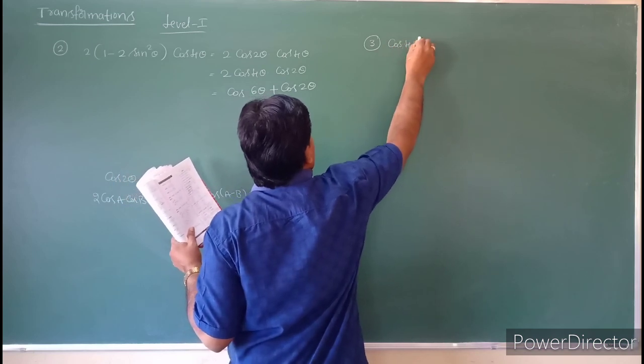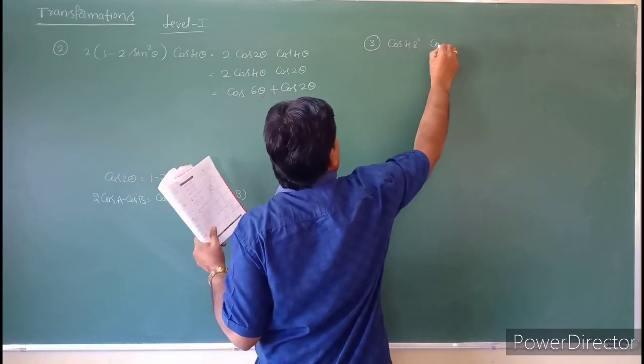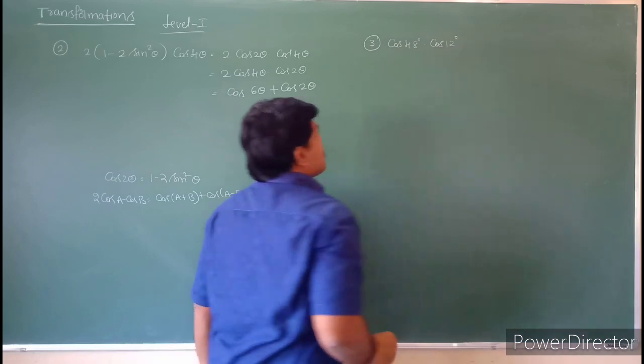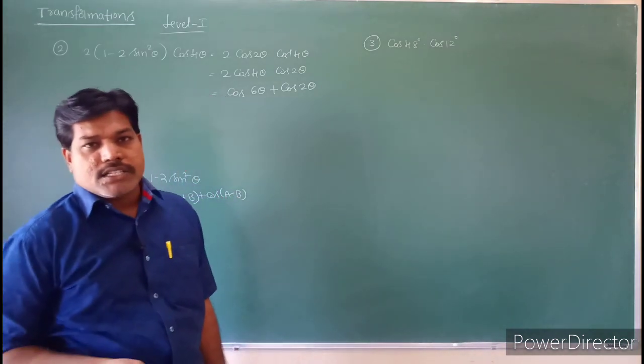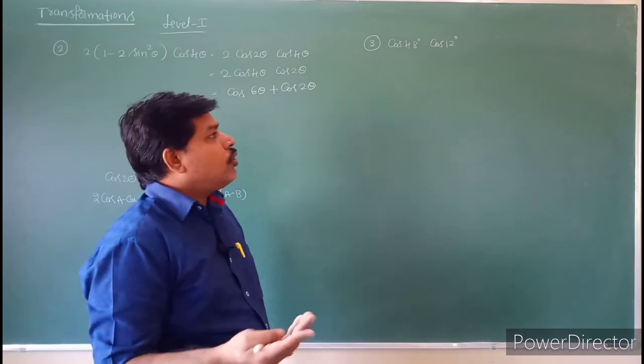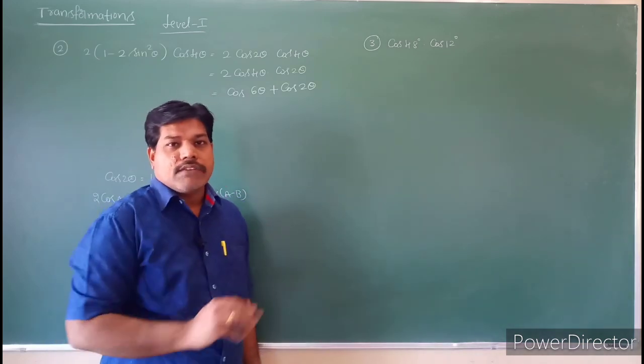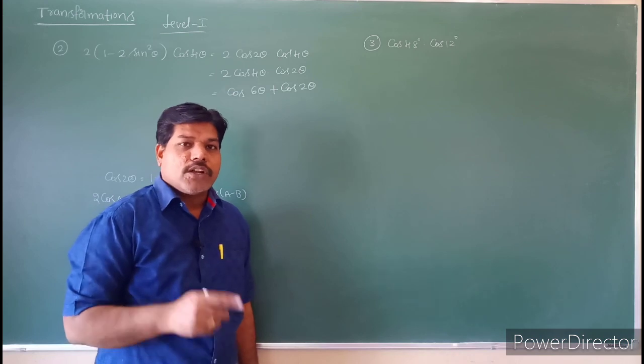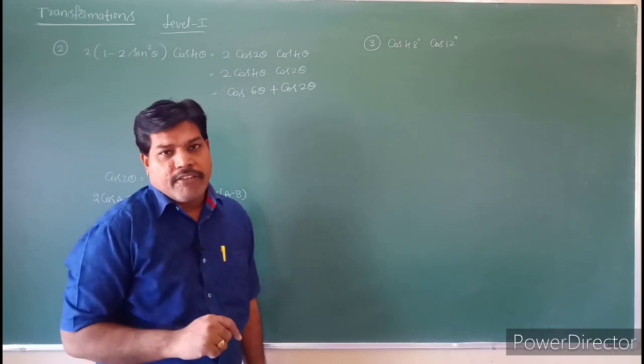Cos 48 degrees into cos 12 degrees. Two trigonometric functions are given. We don't know the values of those angles. So what we have to do is multiply and divide by 2.